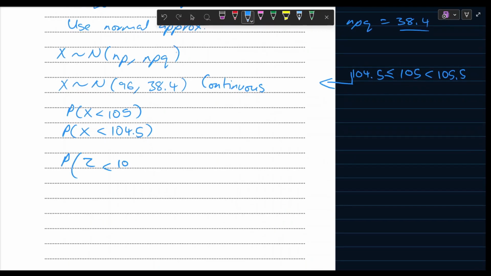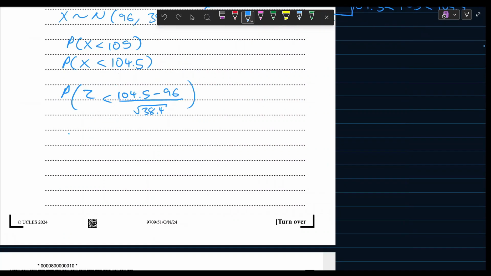All right, and now we can go ahead and standardize. So that's Z less than 104.5 minus 96 over the square root of 38.4. All right, so let's punch this into the calculator. That's 104.5 minus 96 over the square root of 38.4. And this gives us 1.372. And so we need to find phi of 1.372. And this would give us our final answer. And if you read from the normal distribution tables, we should get 0.915 correct to 3 significant figures.